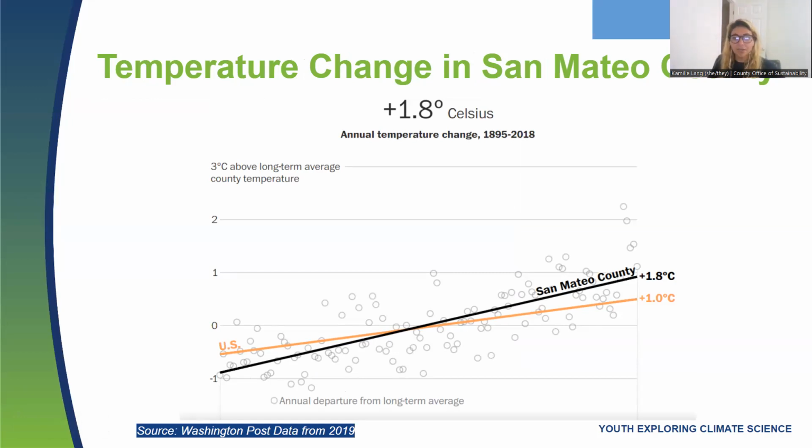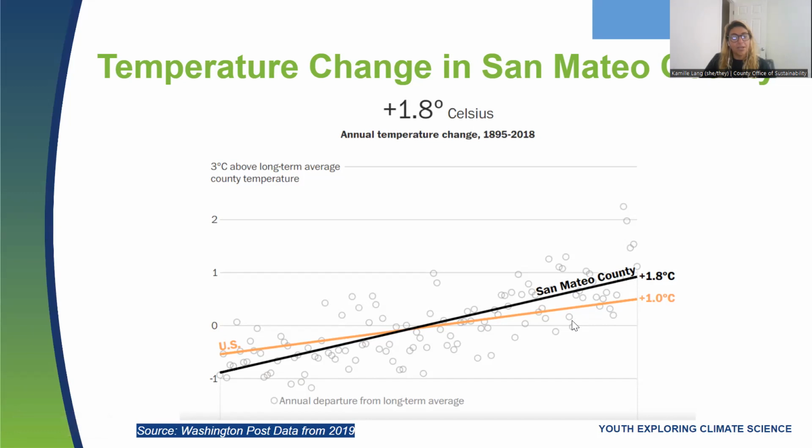All right, so the first climate impact that we're seeing in San Mateo County is temperature change. This graph is showing you that in San Mateo County, the temperature has increased by 1.8 degrees Celsius, represented by this black line on the slide. This is higher than the average for the United States as a whole, represented in this orange line. The temperature change for the United States annually has gone up by 1 degree Celsius. It's almost doubled in San Mateo County. So the temperature increase in San Mateo County has gone up higher than the US average.